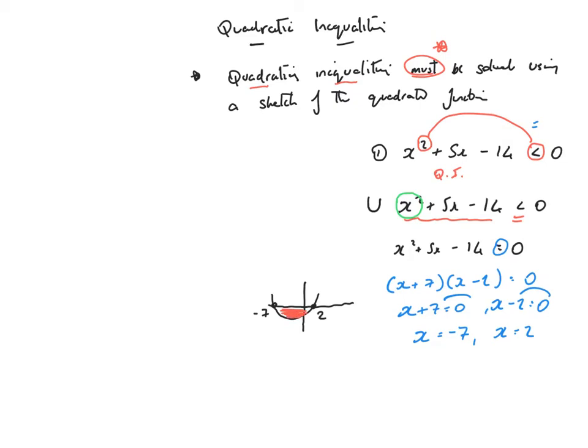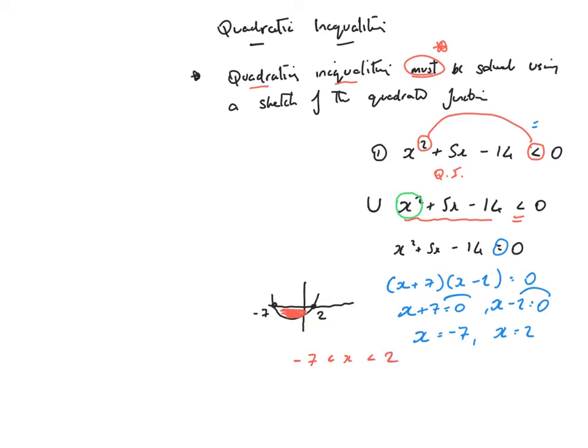Where is the curve x squared plus 5x minus 14? Well, there is the curve. Now where is it less than 0? It's less than 0 below the x-axis. Where is it greater than 0? Above the x-axis. But we're interested in where it's less than 0, which is below the x-axis, which is in here. That basically means it's between minus 7 and 2. Now, the way we're going to write that is like that.